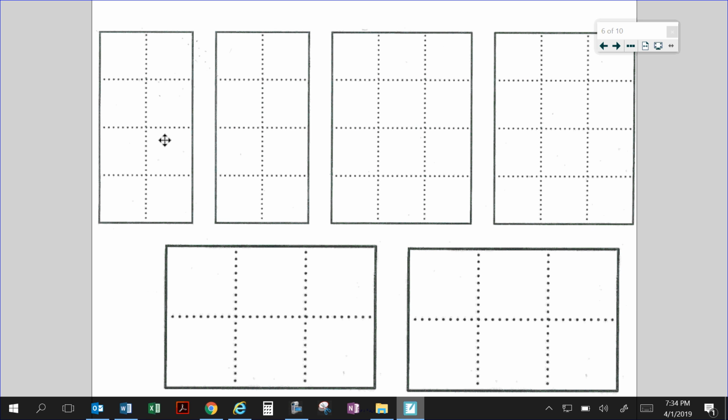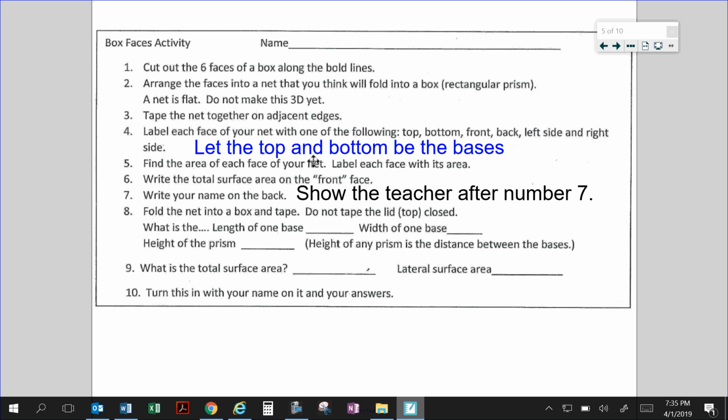A net is a flattened version of a 3D model. So if we tape it together, it should be a net. A net is flat. Do not make this 3D yet. Tape the net together on adjacent edges. Then you're going to label each face of your net with one of the following words: the top of the box, the bottom of the box, the front of the box, the back of the box, left side and right side. Let the top and bottom be the bases.